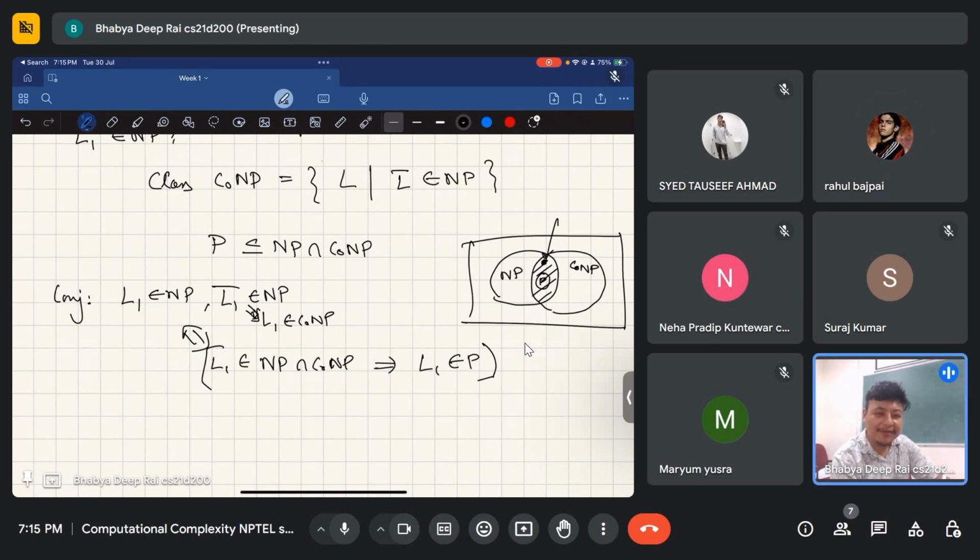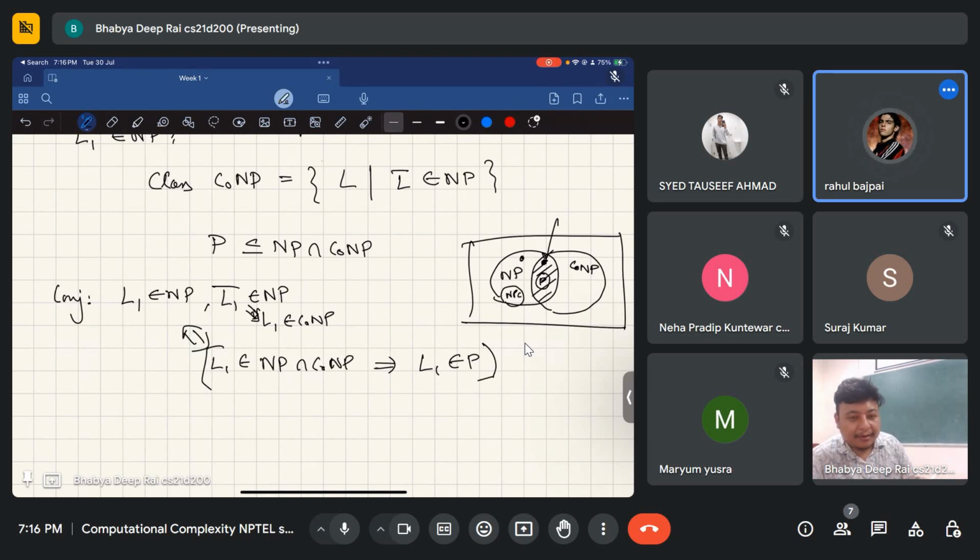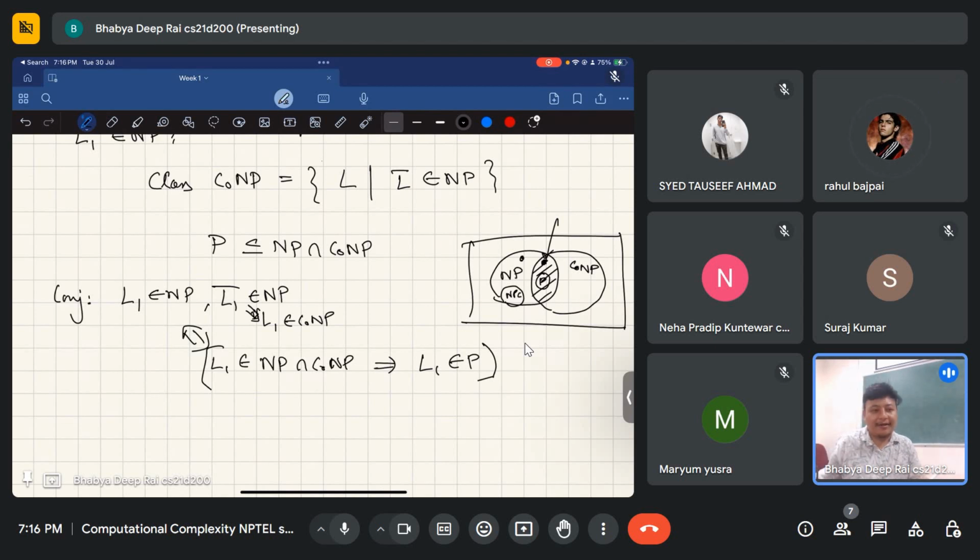No. Graph isomorphism is NP intermediate, I agree, but it is not shown to be in NP intersection co-NP. NP complete is here, graph isomorphism is here. But NP intersection co-NP is an interesting class of problems from a very philosophical viewpoint. But subgraph isomorphism is NPC. Yes, that's right.